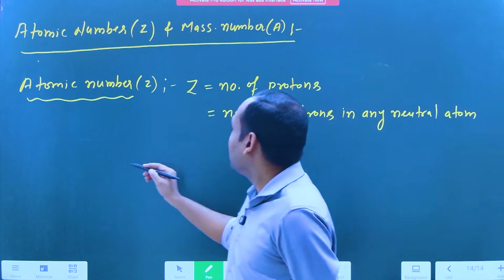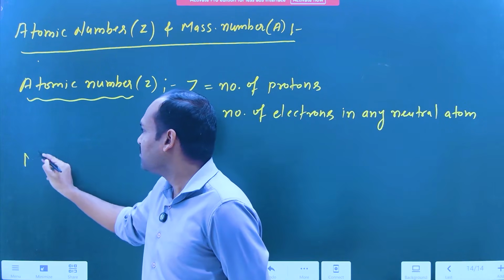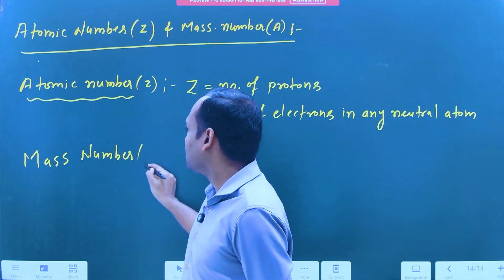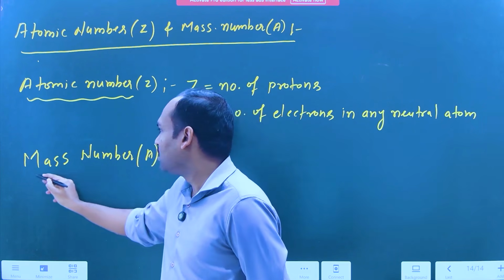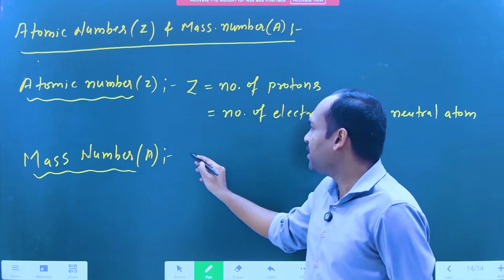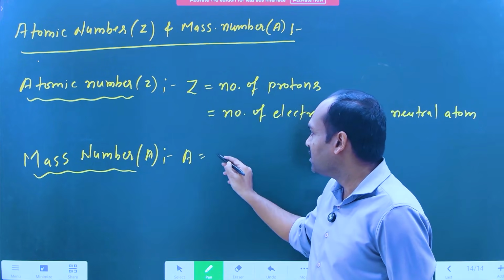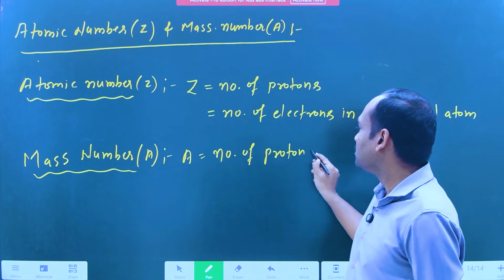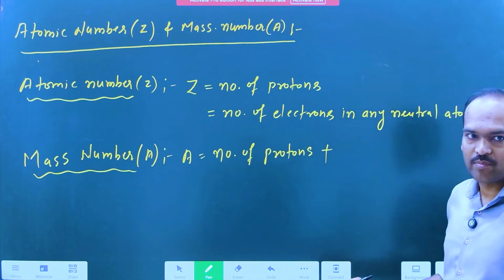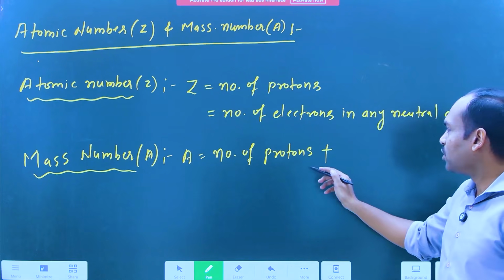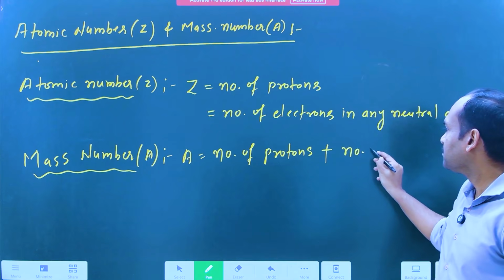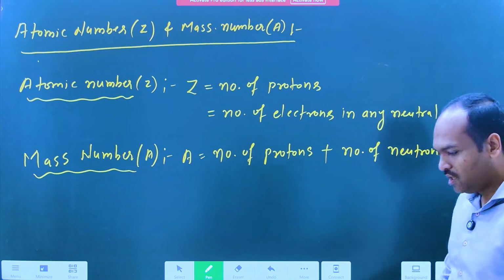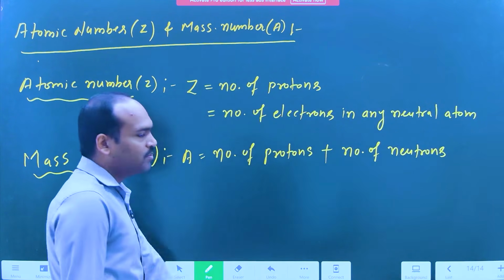Then the mass number, A. How to show A? A is nothing but the number of protons plus the number of neutrons. So A is the mass number, which is the number of protons and the number of neutrons.